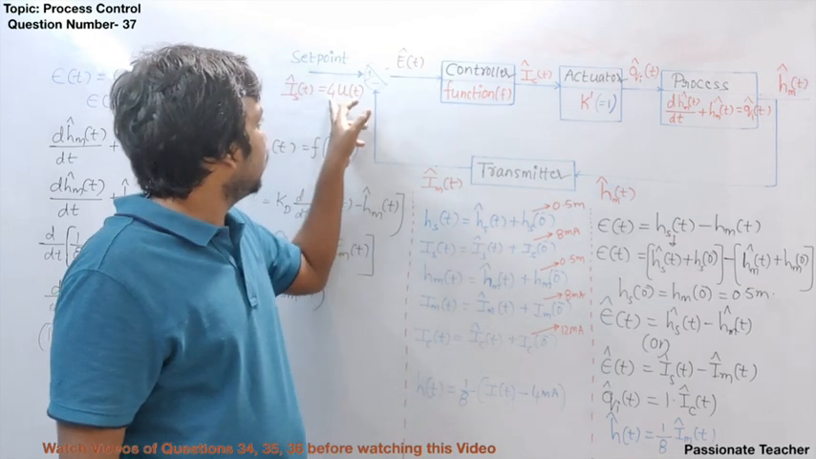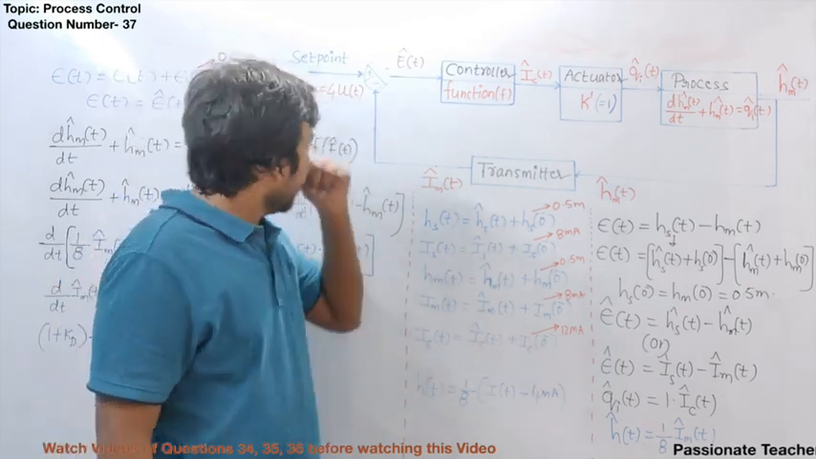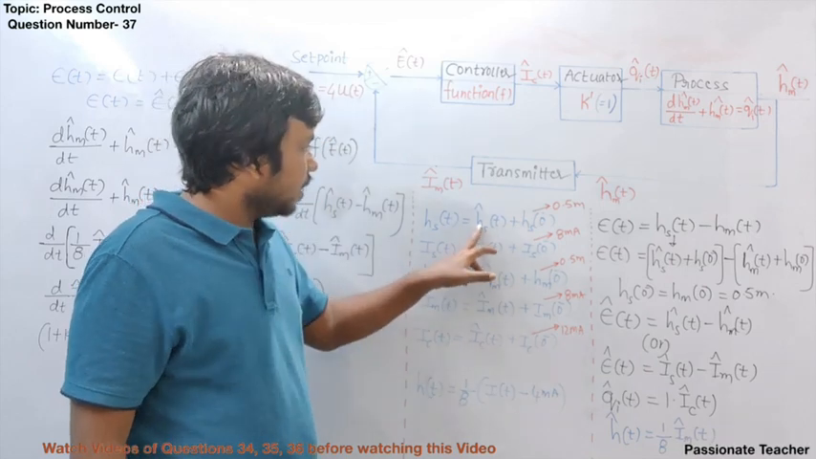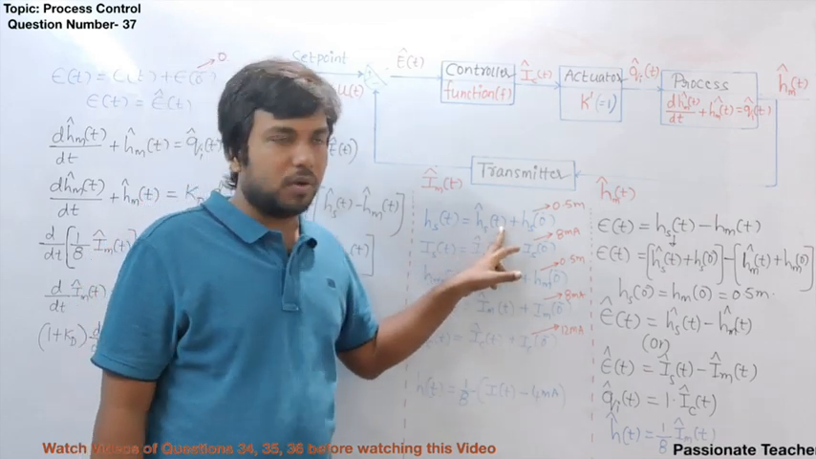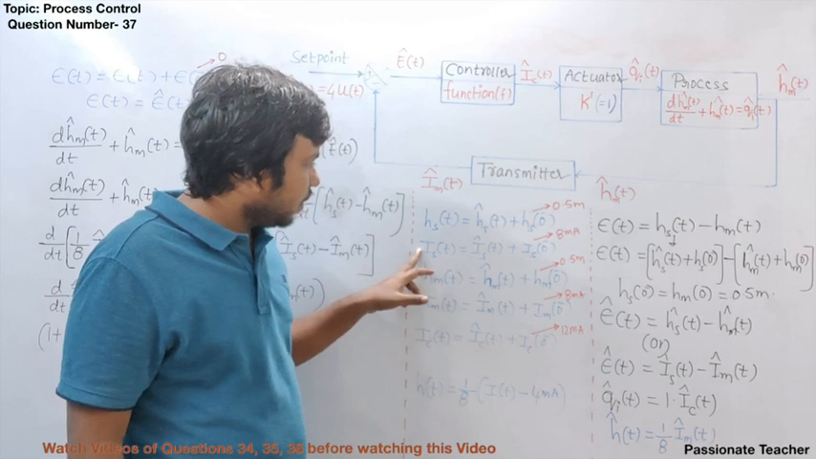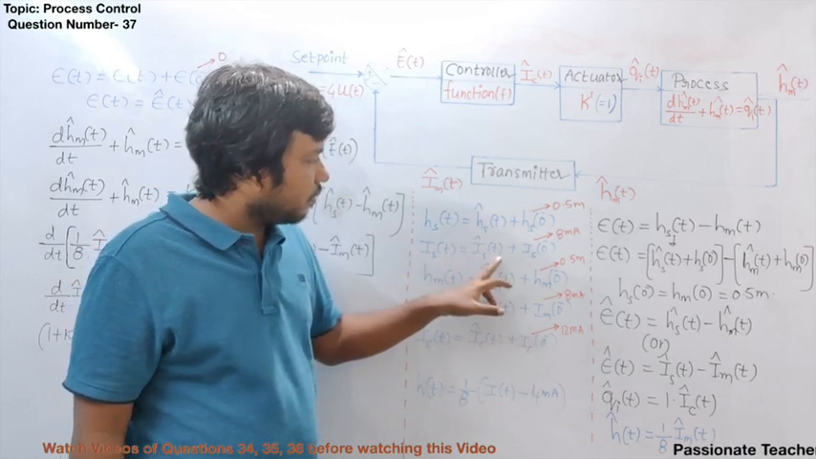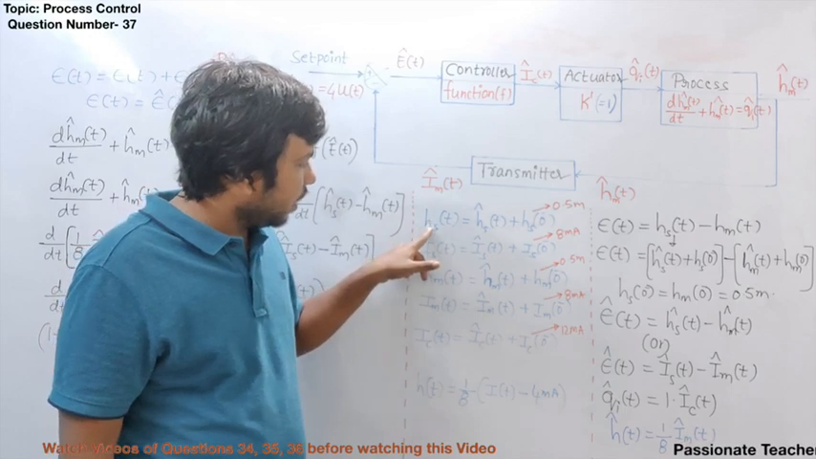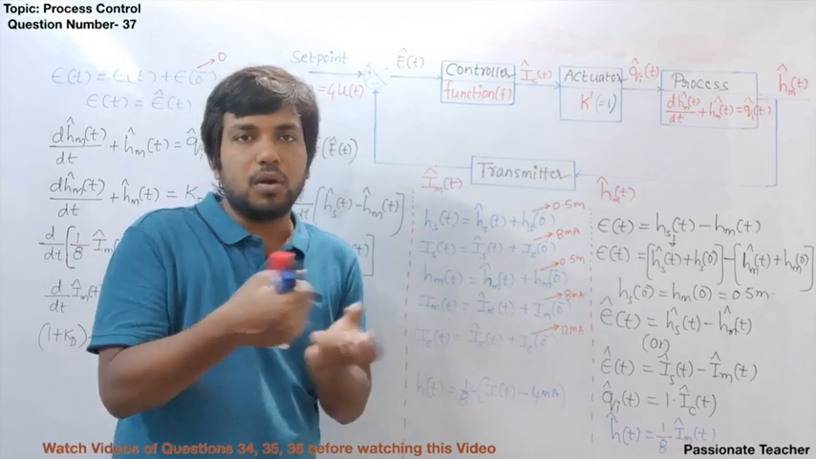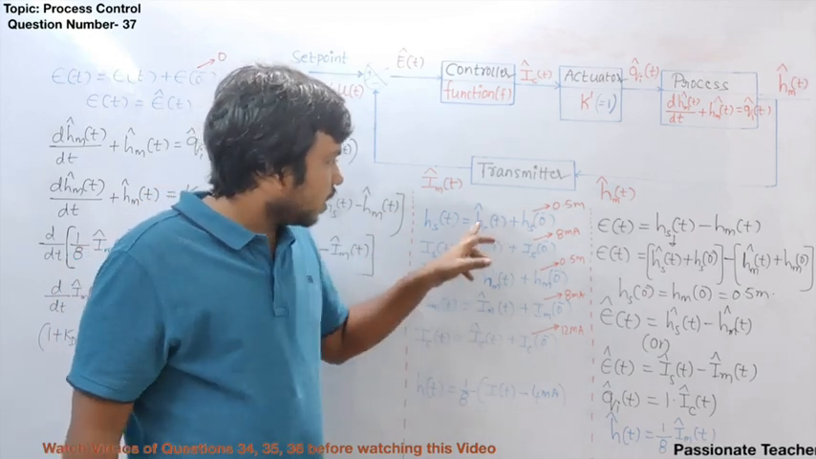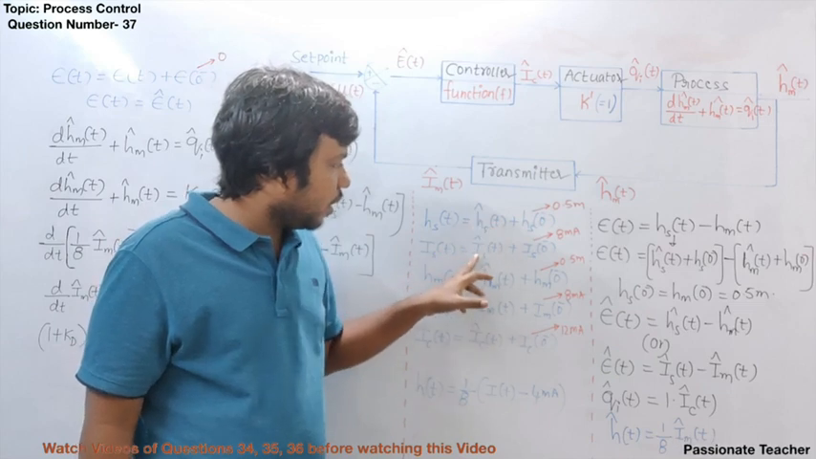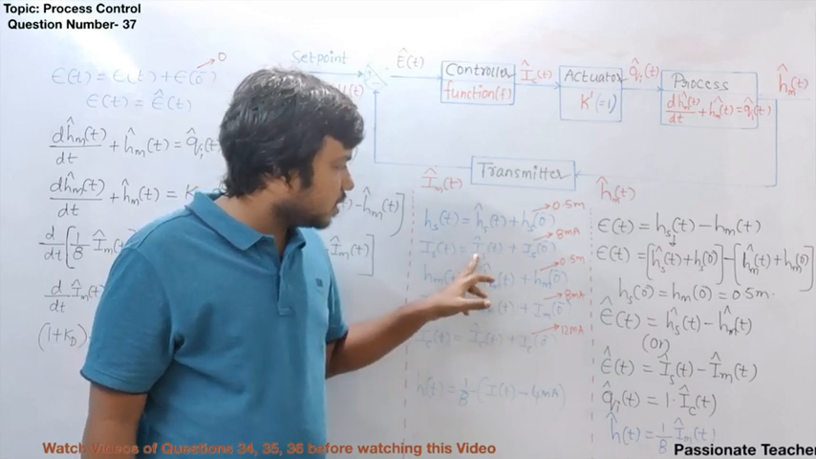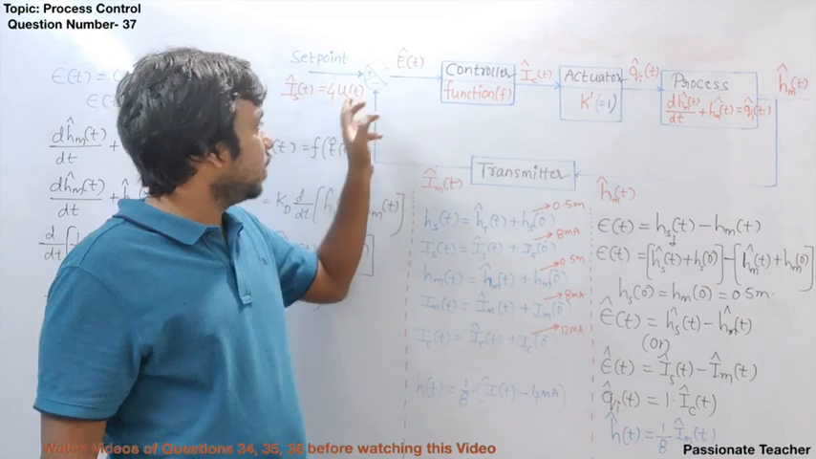How much is the deviation? Sorry, this is Is of t. So Hs cap of t deviation is 0.5 into u of t. Nice. Is of t can be written as Is cap of t plus Is of 0 minus. That means whatever water level we have given, that will be taken by the control loop as current. Corresponding to Hs cap of t, we have Is cap of t, the deviation in the current, which is nothing but 4 into u of t.